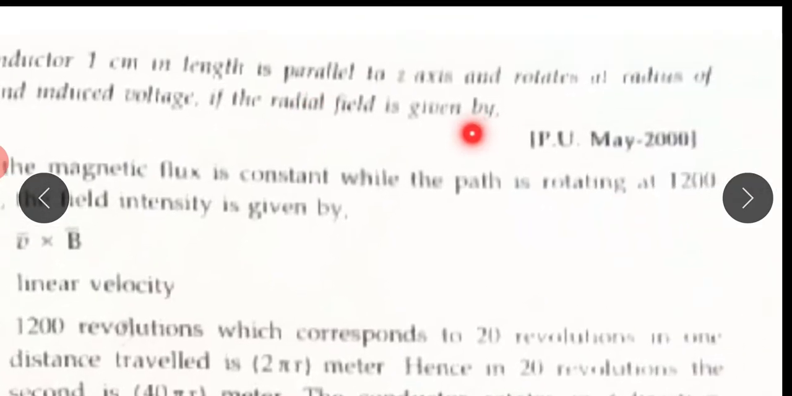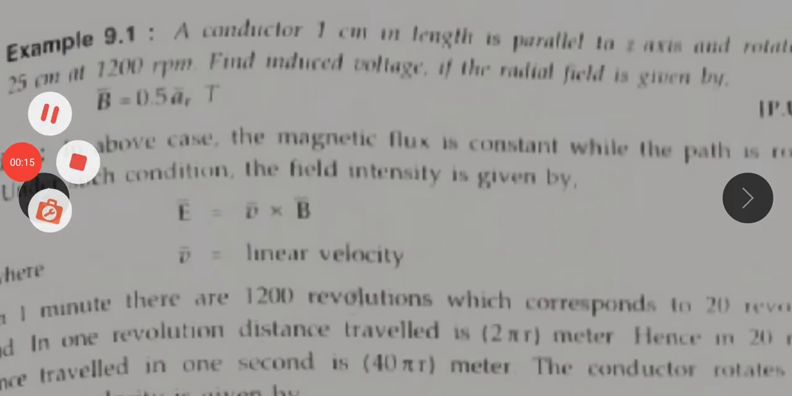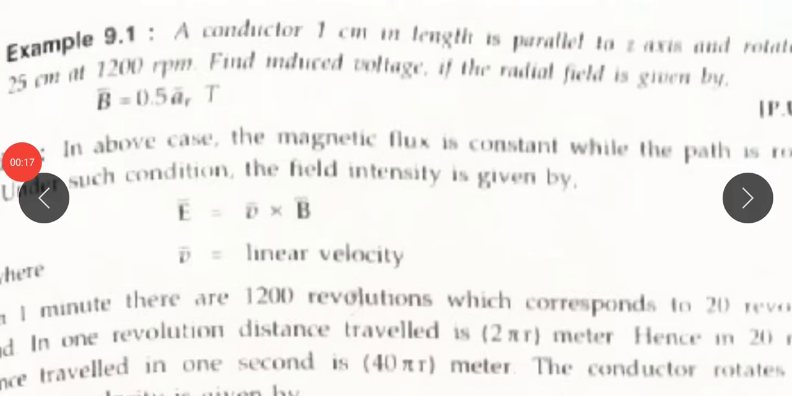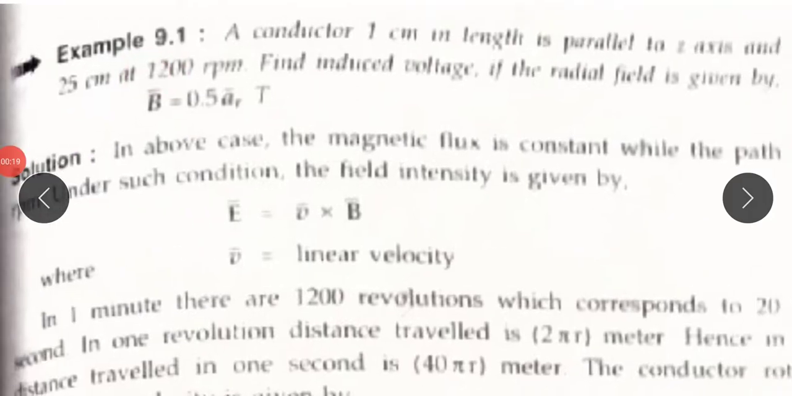Okay, now I would like to explain the problems on induced EMF, that is dynamically induced EMF and statically induced EMF. So first one: a conductor 1 centimeter in length is parallel to the z-axis and rotates at a radius of 25 centimeters at 1200 rpm. Find the induced voltage if the radial field is given by B bar equals 0.5 aR bar.